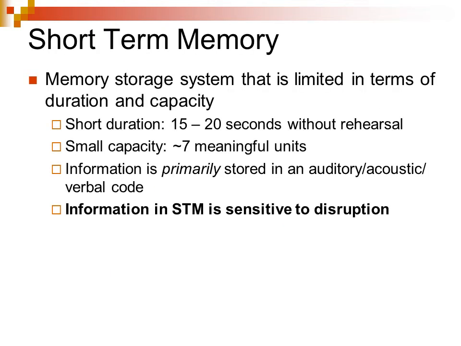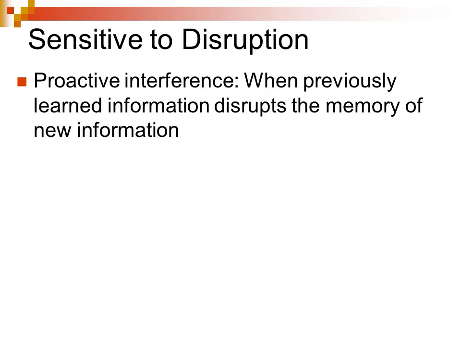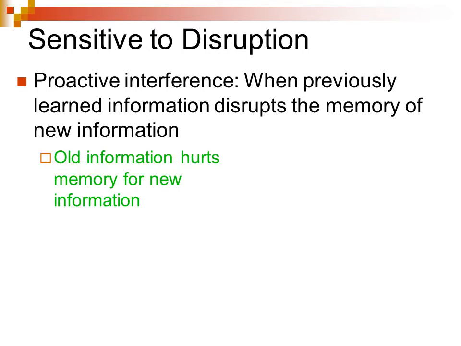The last characteristic of short-term memory that we need to discuss on the PowerPoint is that information in short-term memory is sensitive to disruption. Let's begin by discussing proactive interference, which is when previously learned information disrupts the memory of new information. Another way of thinking about it is that proactive interference is when old information hurts memory for new information.